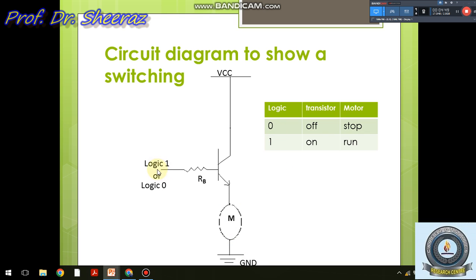So if we connect a logic 0, then the transistor is off and the motor will not work. But when it is connected with 1, the transistor will become on and the motor will start running. So in the same transistor we can control it to work or stop according to the logic 1 or 0 connected in its base terminal.